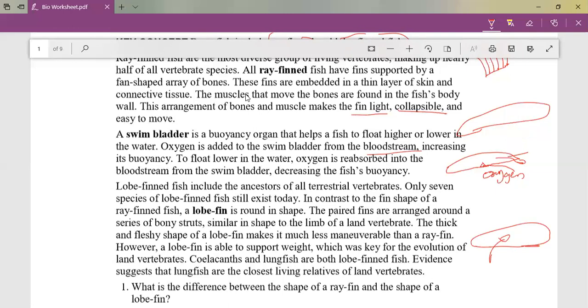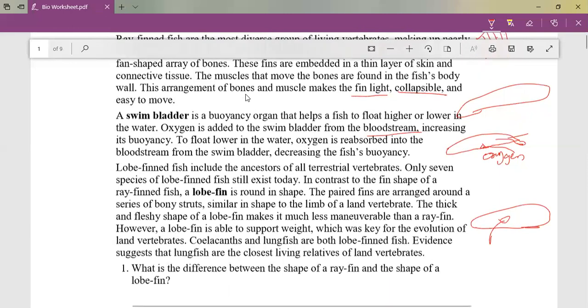Is that what I said? No, you said the opposite. When it takes in oxygen, it's buoyant. I mean, it's lightweight. So when it takes in oxygen, it's buoyant, so it can easily go up. If it wants to go down, it's going to take out the oxygen, and that makes it heavy.